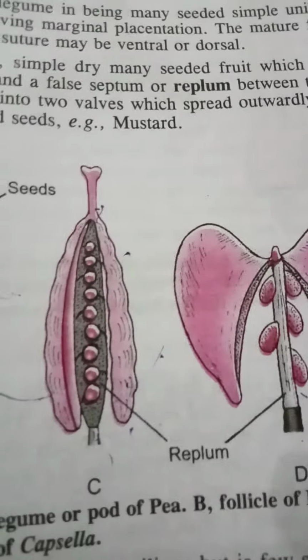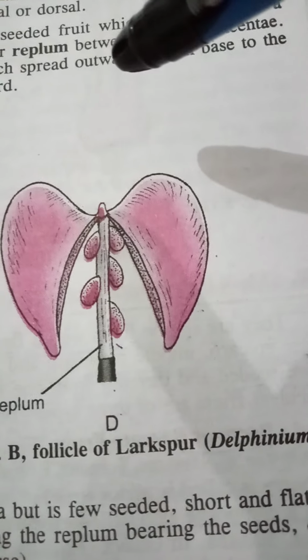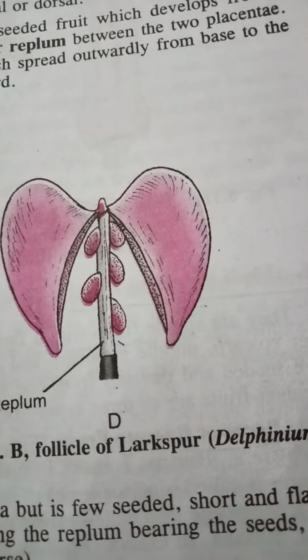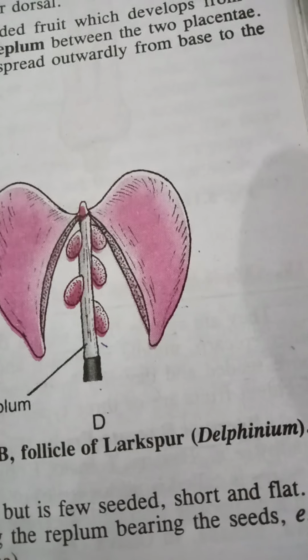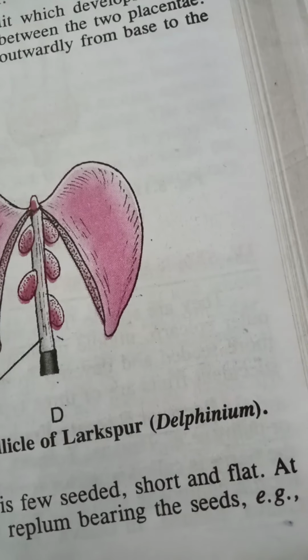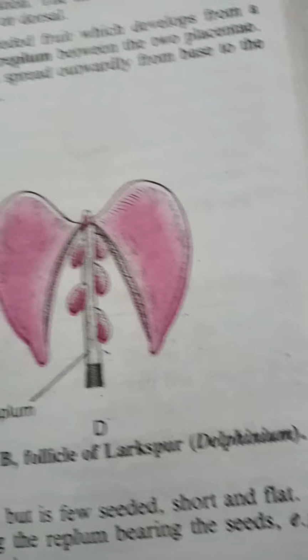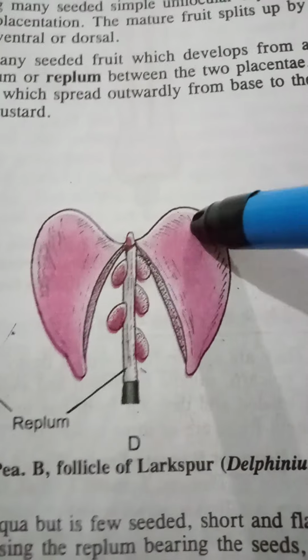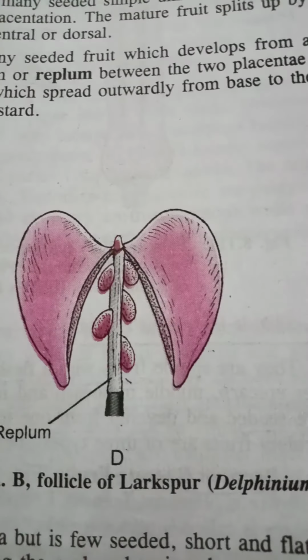Then next is the silicula. Silicula is observed in case of candytuft. These are few-seeded, short and flat. When mature, the fruit wall breaks open and forms two valves, which exposes the replum bearing the seed. So this is the replum tissue which bears the seed. When they mature, they break and expose the seed.